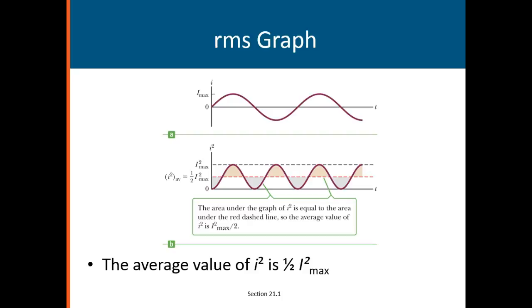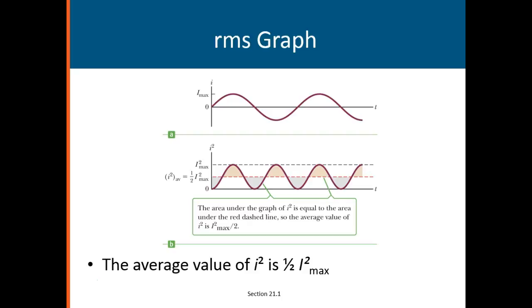The average, the area under the graph of I squared, is equal to the area under the red dashed line. So the average value would be this. The square root of 2 would be here, so 1 over square root of 2 would be there. See that the I squared average would be up here. Half of that would be here, and then take the square root of that, and that would be I over root 2. Do you see that?